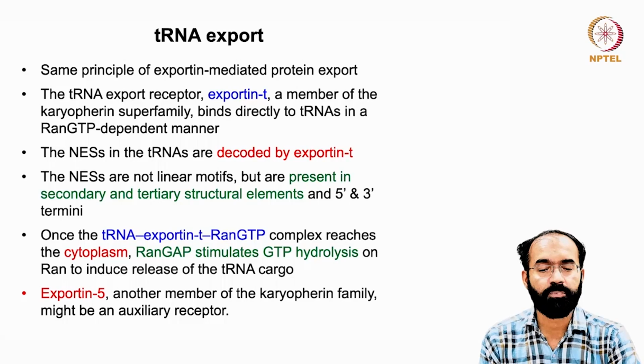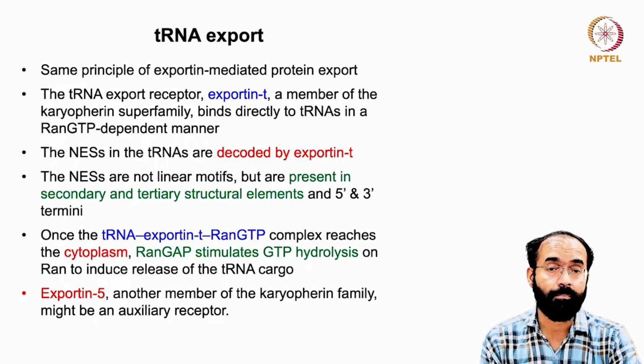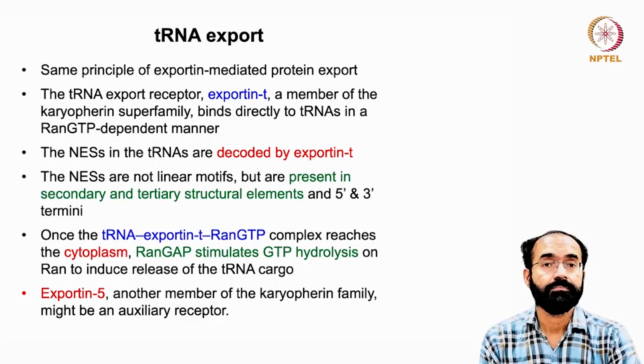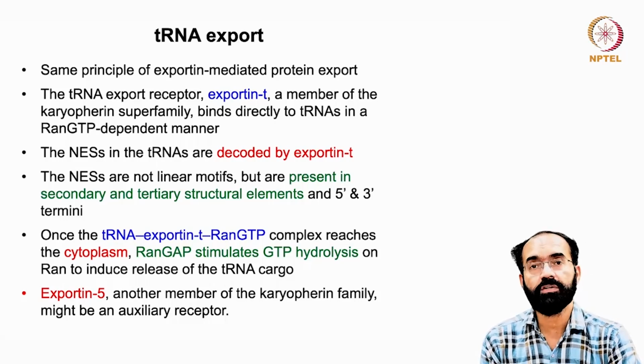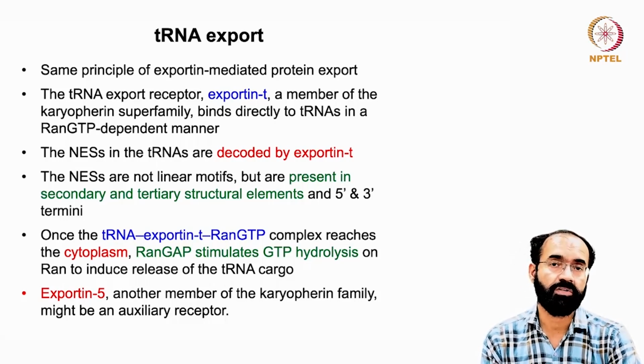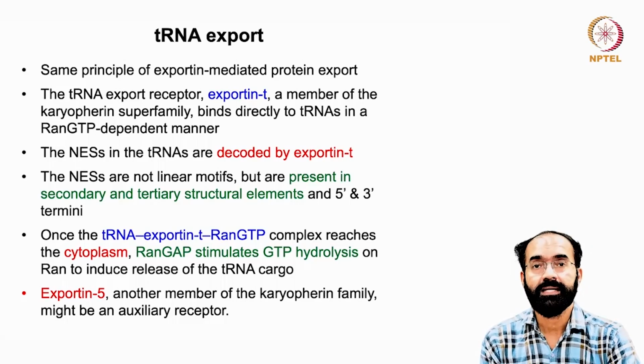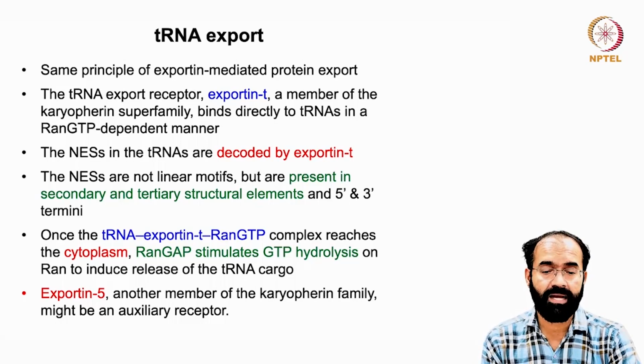Once the tRNA, exportin T, RAN-GTP complex reaches the cytoplasm, the RAN GAP, the GTPase activating protein, stimulates the GTP hydrolysis on the RAN to induce the release of the tRNA cargo. Otherwise, exportin will not release the cargo. It will hold on to the cargo. So the moment the RAN-GTP is acted upon by RAN GAP, you will have the release of the cargo.